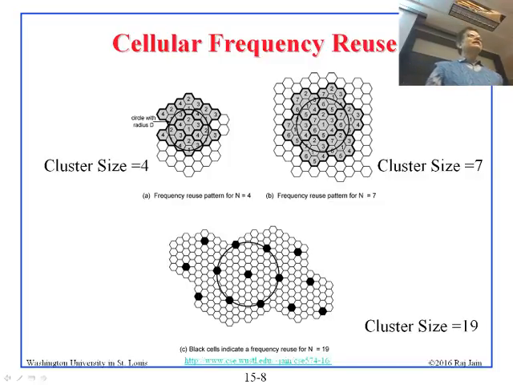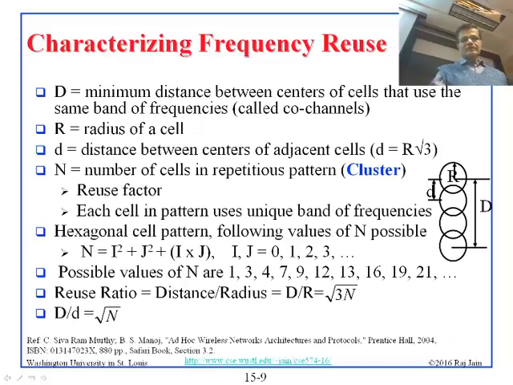Okay? So now mathematics comes in. So I got to play my academic part. What if the cluster size is N? What is it that you get? So here it is. If you have radius R of the cell, and you have n as the number of cells in the repetition pattern, the cluster size.